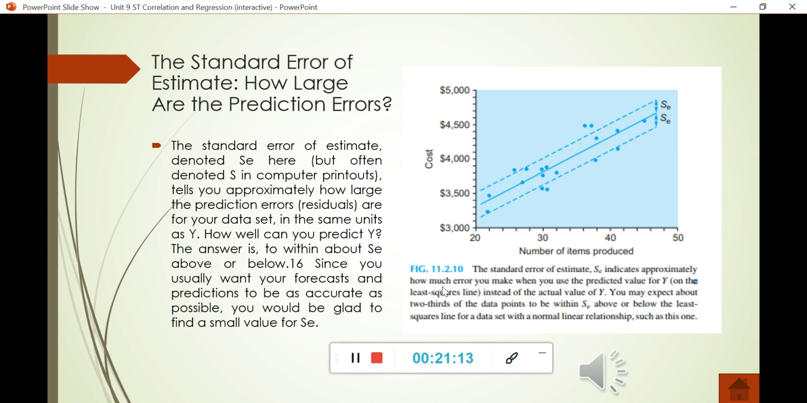Now let's talk about the standard error of estimate. The standard error of estimate works very, very similar to what we do in the standard deviation, but in this case we have bivariate data.